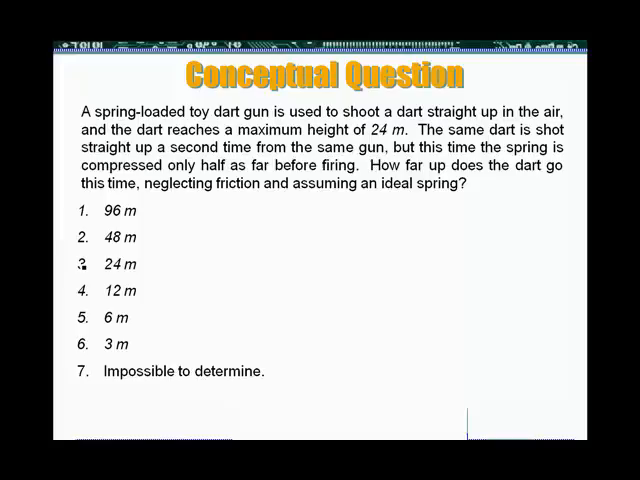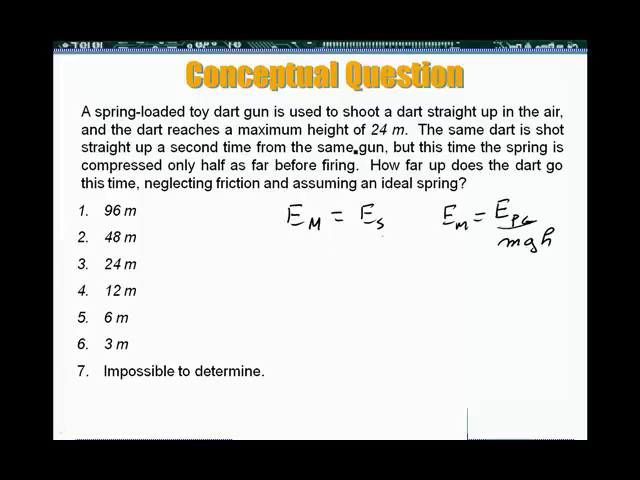Okay, again here we have to think about what's happening. So mechanical energy at the beginning is going to be mechanical energy at the end. The mechanical energy at the beginning is going to be just the spring potential energy. Now, at the end, the mechanical energy is going to be the gravitational potential energy. So when we had a particular spring potential energy, we get 24 meters. Remember, the gravitational potential energy is just mgh.